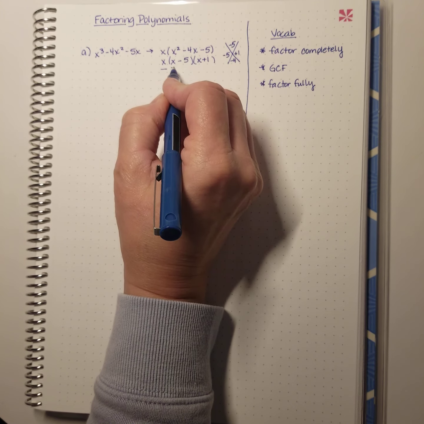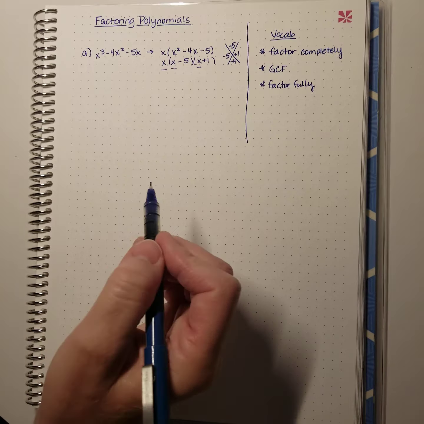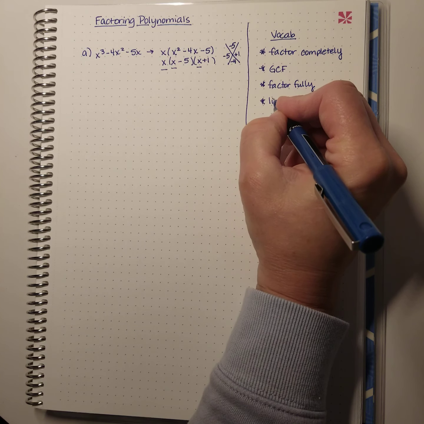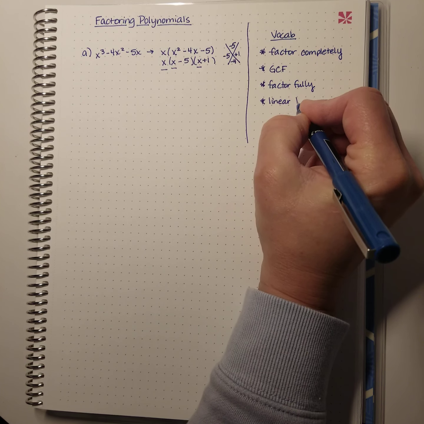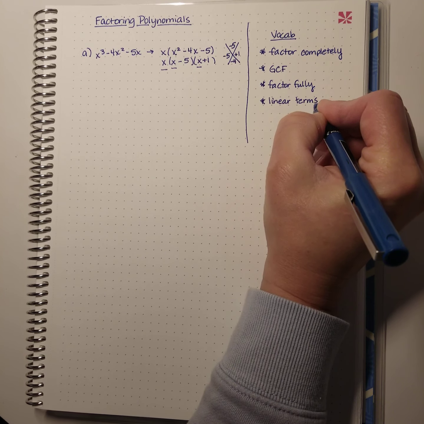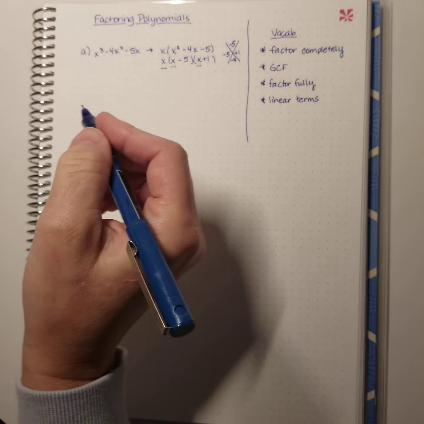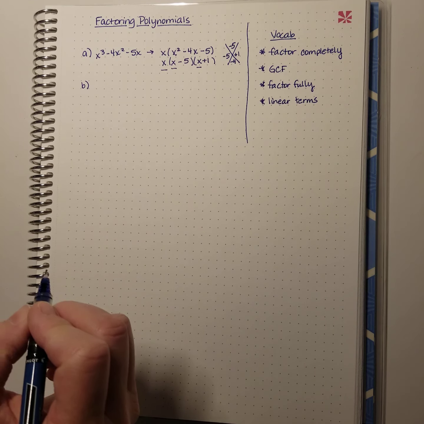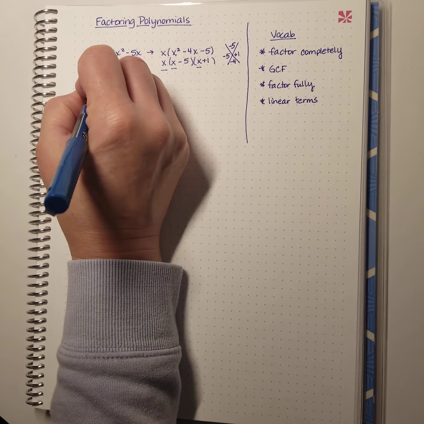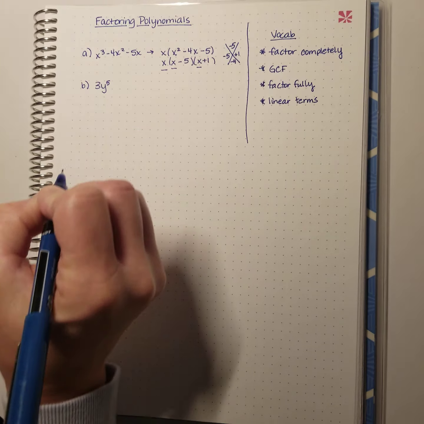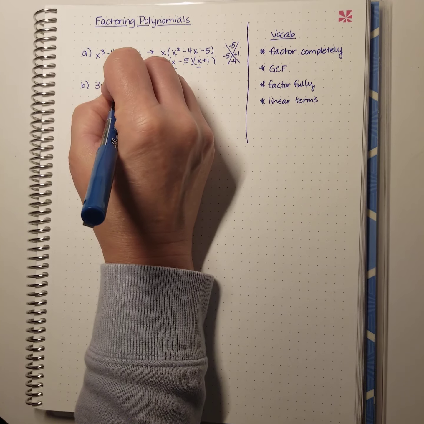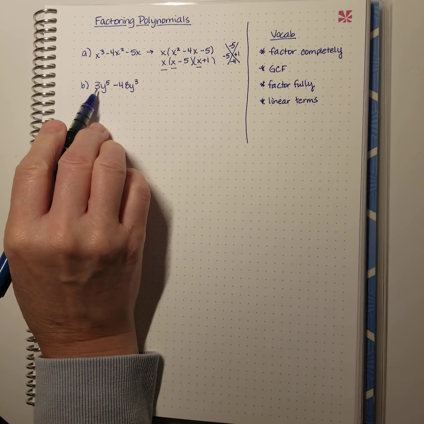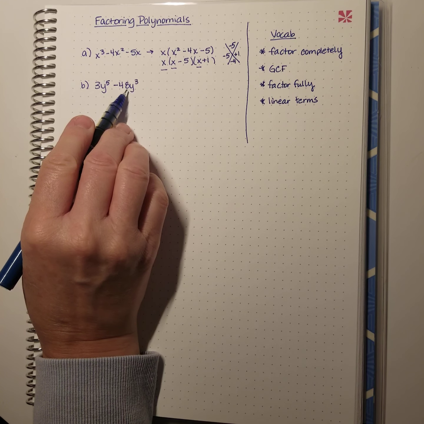We know we're fully factored when we just see x by itself, when we see this linear term. So we're trying to factor to linear terms as much as possible, to the extent possible. Okay, so that would be our solution there. For B, we are going to look at 3y to the 5th minus 48y cubed. Okay. So here we look again for our GCF.